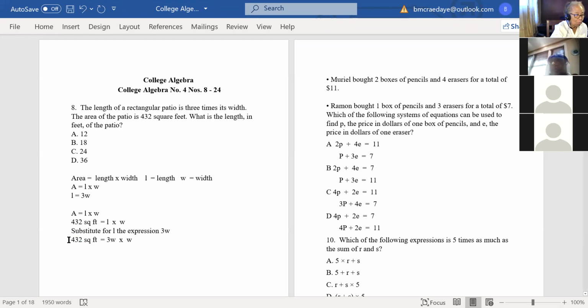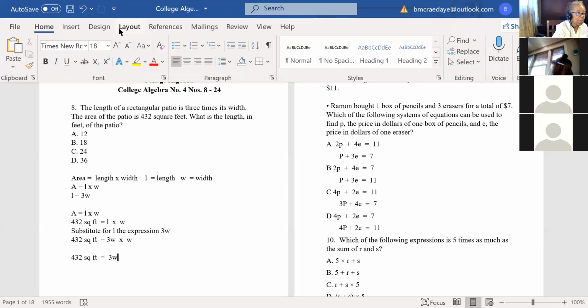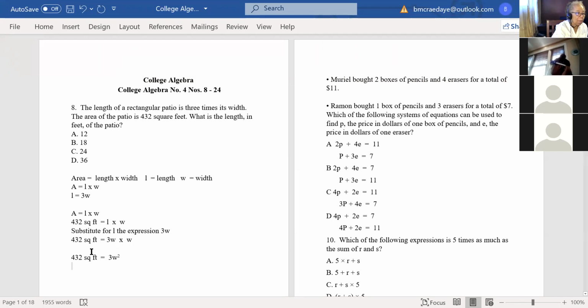Now, Latoya, what's 3W times W? 3W squared. That's right. 432 square feet, which is actually feet squared, is equal to 3W, and you said it's squared, so let's put a square there. So 432 is equal to 3W to the second power.